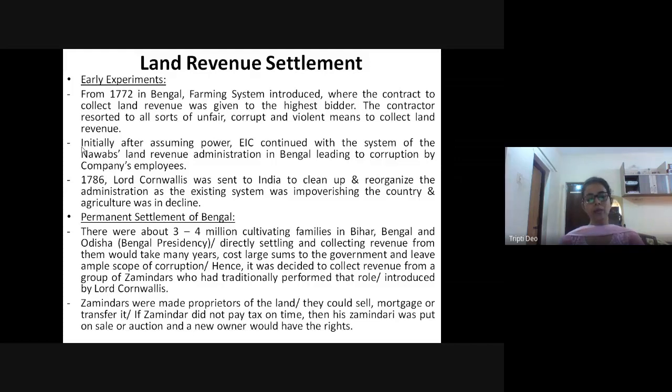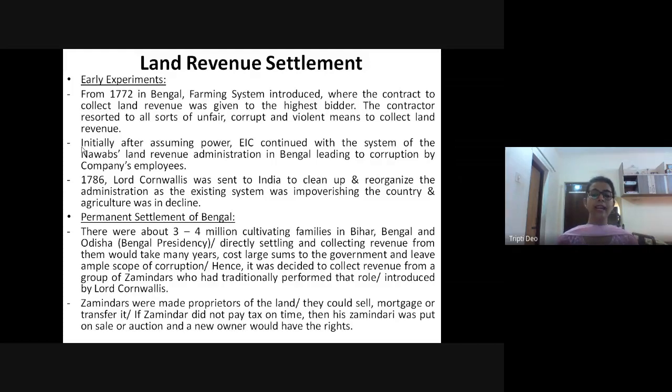So let's understand what this permanent settlement system was that was introduced in Bengal. There were about 3 to 4 million cultivating families in Bihar, Bengal, and Odisha, which was the Bengal presidency. So again, let me get back to one point that I've already discussed yesterday, that when I say Bengal, I don't mean the West Bengal of today or the Calcutta of today.